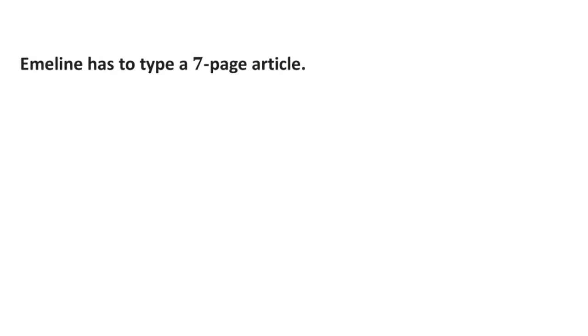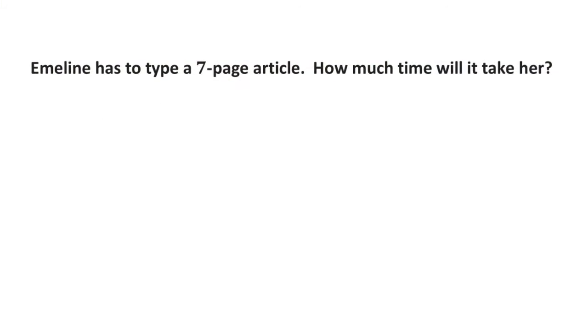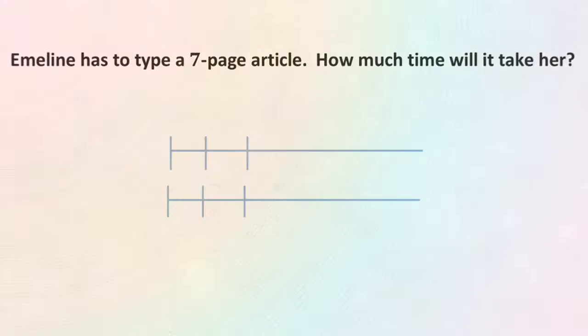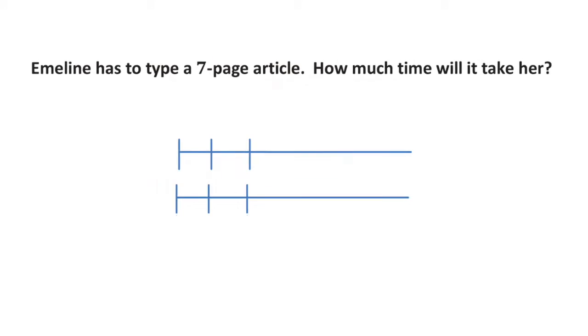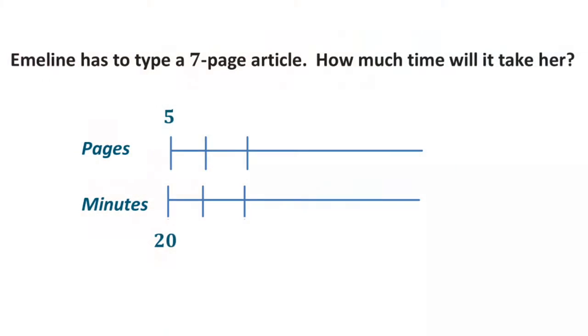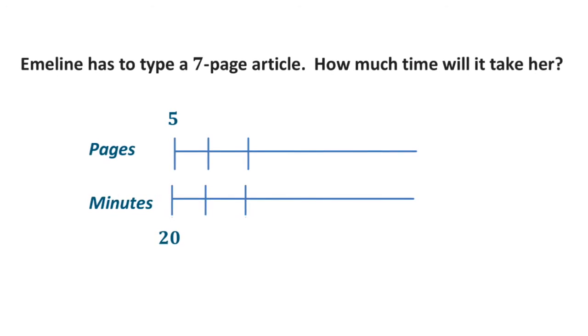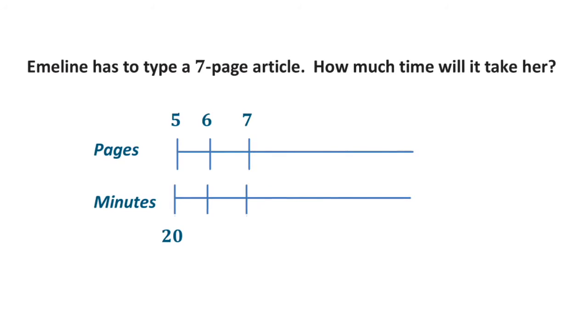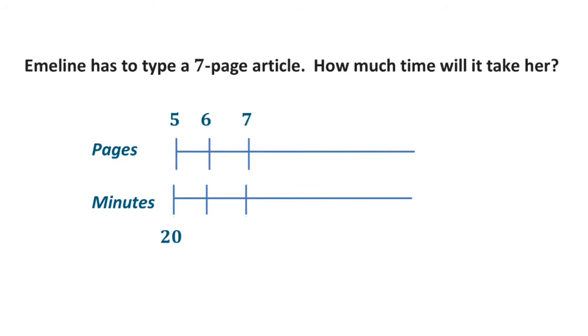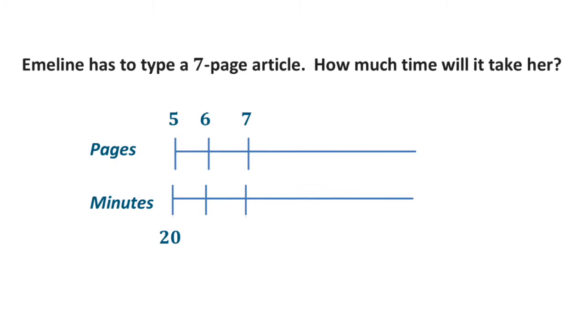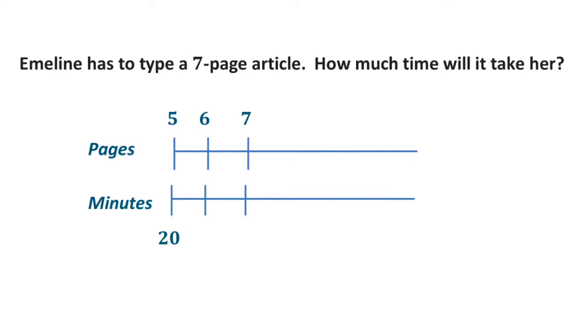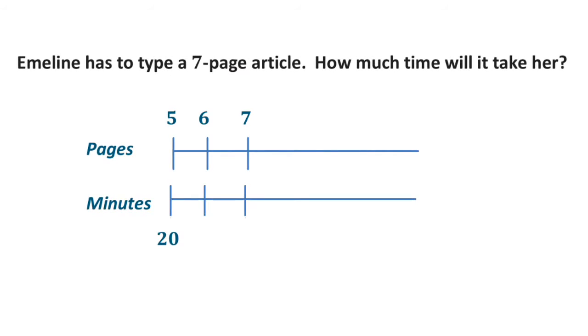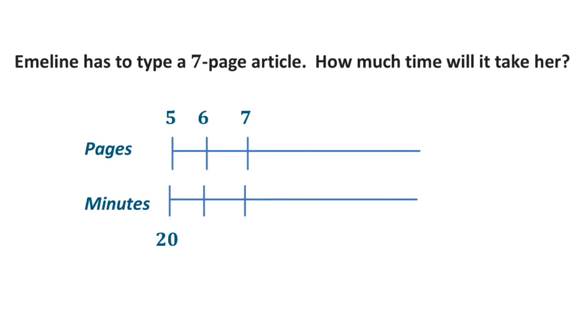Okay, so poor Emmeline. Now she has this 7-page article to type. How long is it going to take her? 7 pages. Okay, let's use our trusty double number line again. We got pages to minutes, and we know that for every 5 pages, because of our last problem, it takes her 20 minutes. How could we find out how long it would take her to do the next value, 6 pages or 7 pages? Well, if you remember, the way that we figured out all of the amounts of times per pages was that we multiplied the number of pages times 4. Because our original ratio was 1 page to every 4 minutes. And remember, we would double the 4 and triple the 4 and so on.